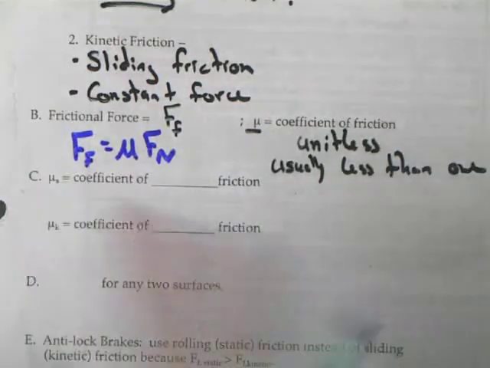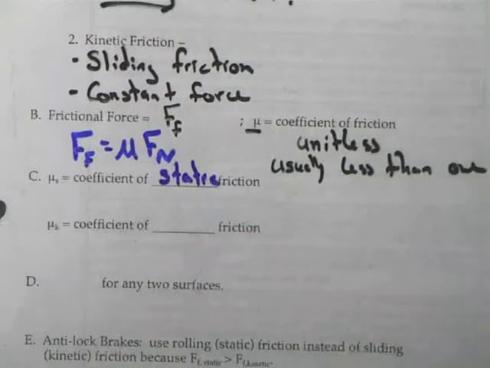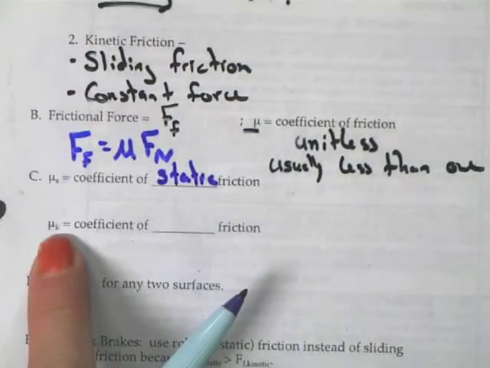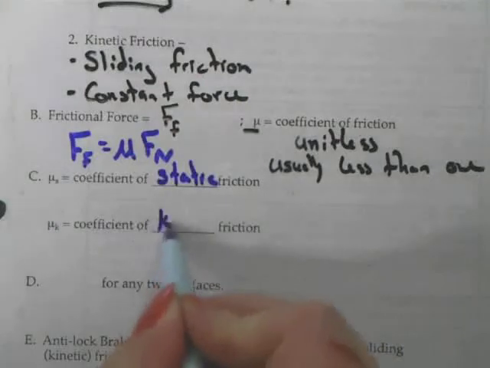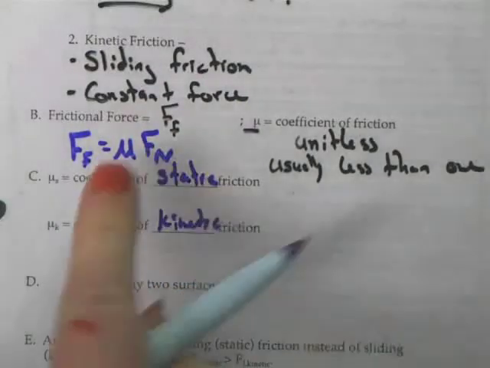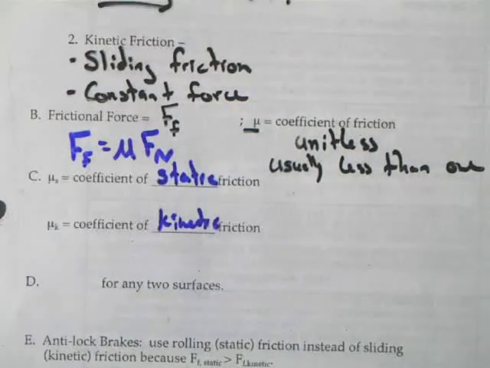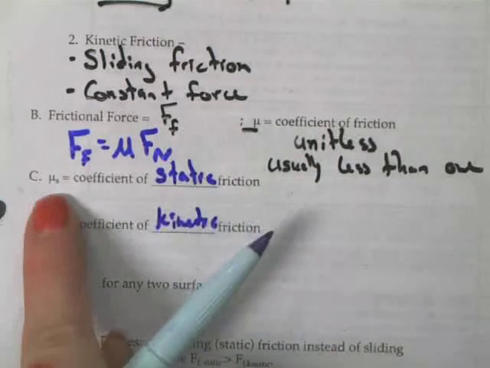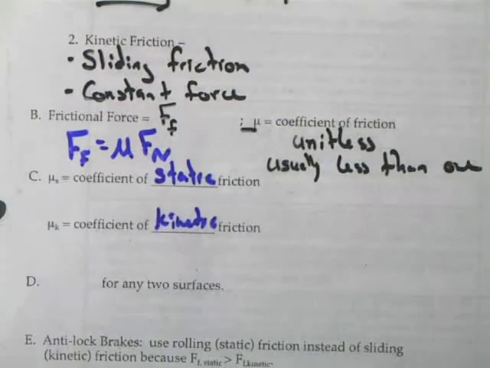So the coefficient of static friction is mu sub s, that's a little subscript s there, and that means static. And then if you're using the coefficient of kinetic friction, mu sub k, in this equation here, then you'll get the kinetic frictional force. So the coefficient of static friction is mu sub s. The coefficient of kinetic friction is mu sub k.